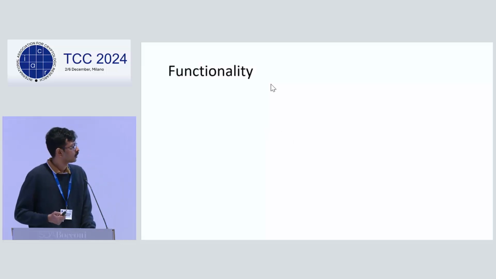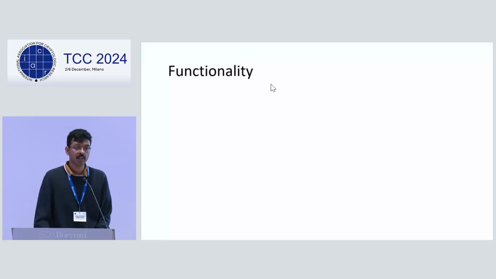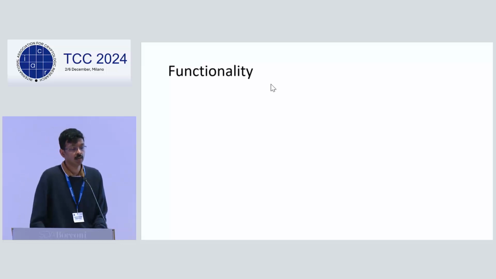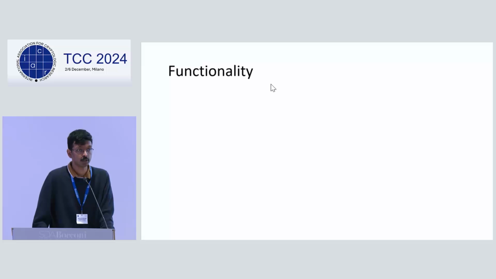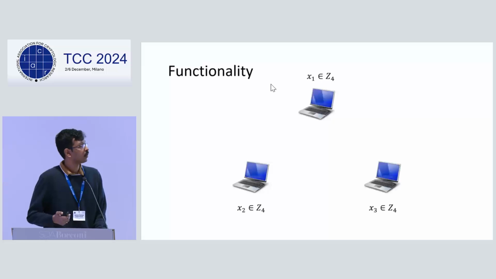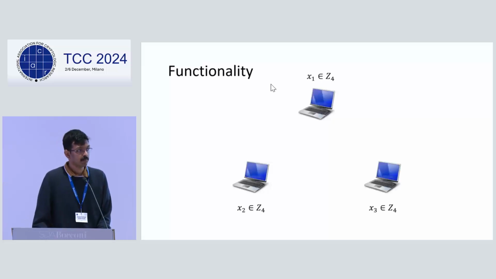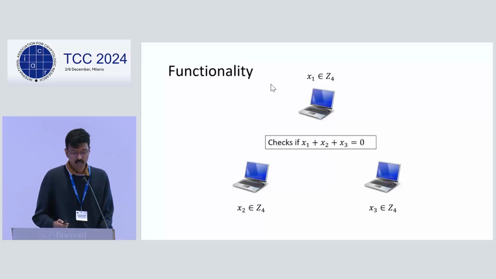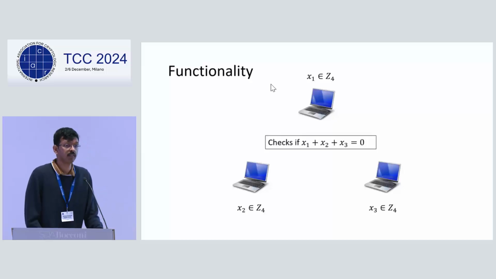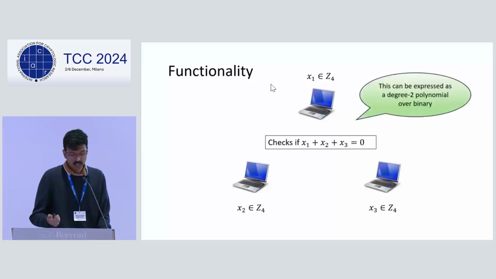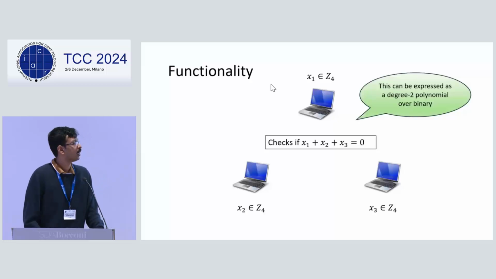Let me first describe the function for which we prove that there exists no secure protocol that makes parallel calls to 2-ary functions. The functionality is a 3-party function. The private inputs of these 3 parties are elements from Z4, so x1, x2, and x3 are elements from Z4. The functionality simply checks if x1 plus x2 plus x3 is 0 or not. And this function can be written as a degree 2 polynomial over the binary field.